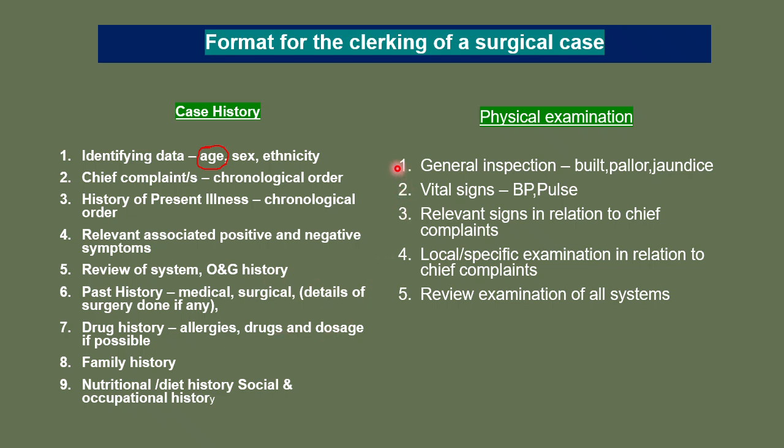Physical examination involves general inspection, looking for pallor, nutritional status, any jaundice, anemia, and then you look for the vital signs, blood pressure and pulse rate. Then you look for relevant signs in relation to the chief complaint. If the chief complaint is vomiting of blood, then look for signs of anemia.